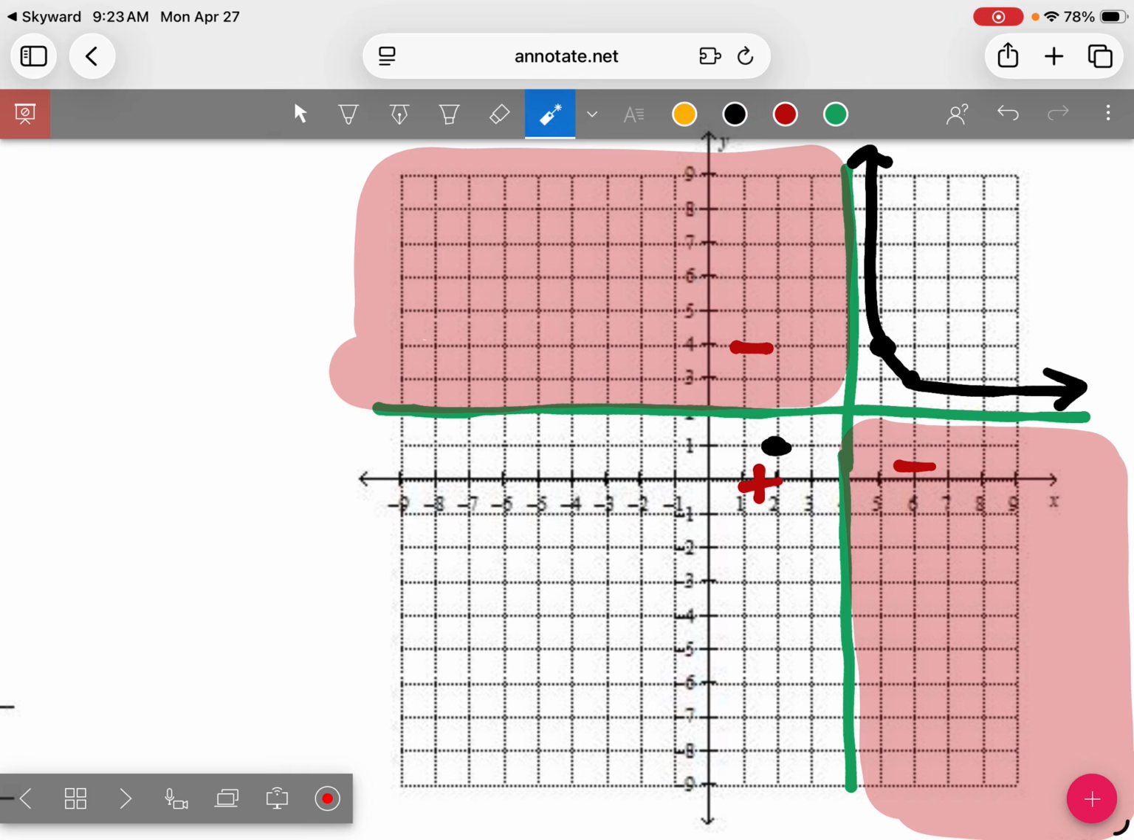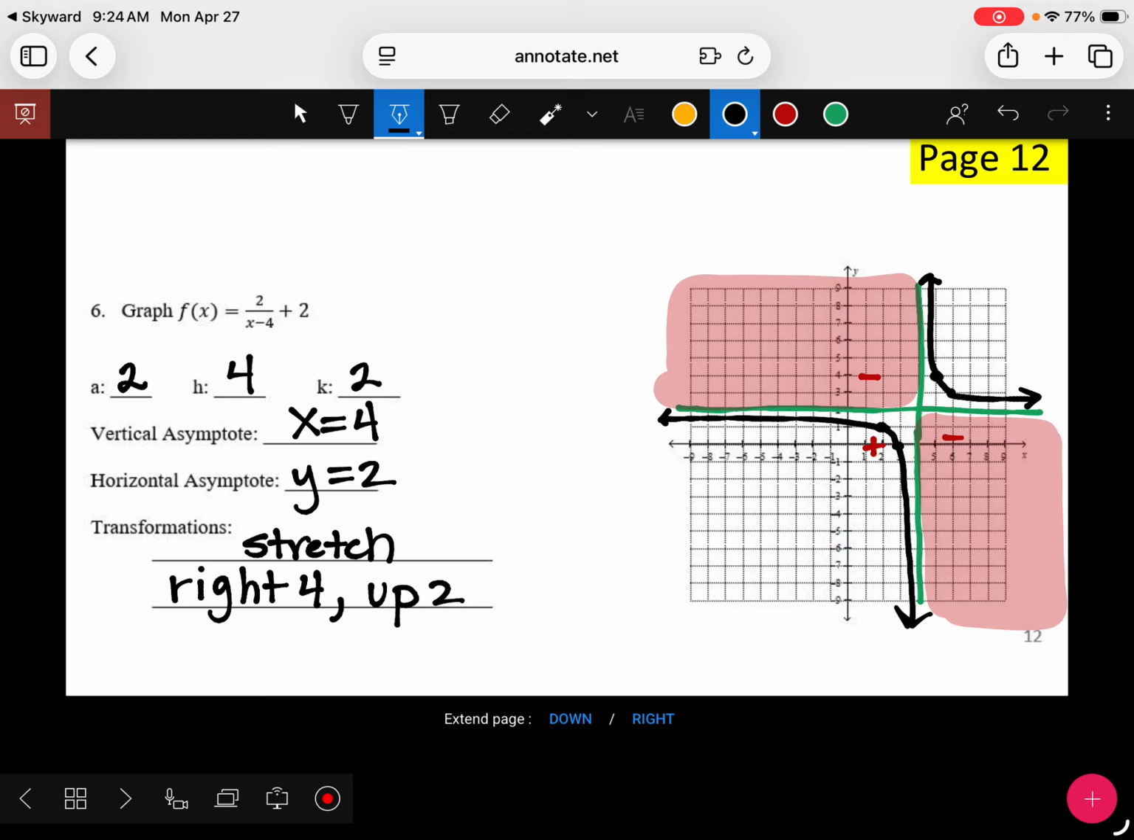Go back to the cross. Go down 2, take one step over to the left, put a point. Either you're going to have 1 point or 2 points. All right, we're going to go ahead and connect that. And that is my graph.